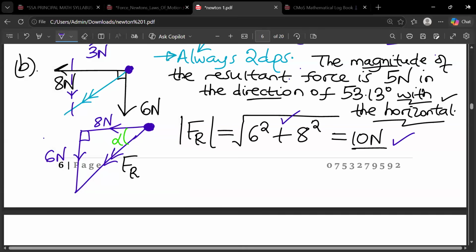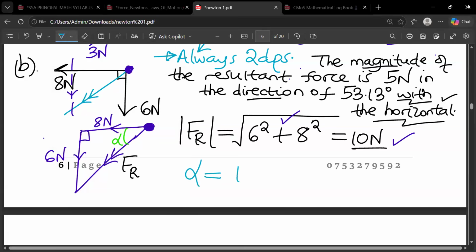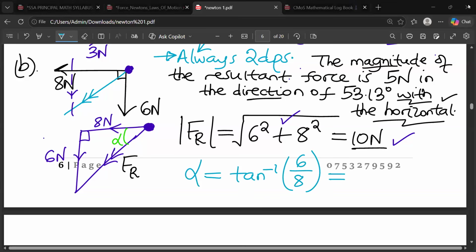Okay? Then after that, you come for the direction. Be like my alpha, it will be the tan inverse, okay? Vertical component, what is that? 6. Horizontal component, what is that? 8. You people, what do you get in the calculator? 2 dps for the angle.